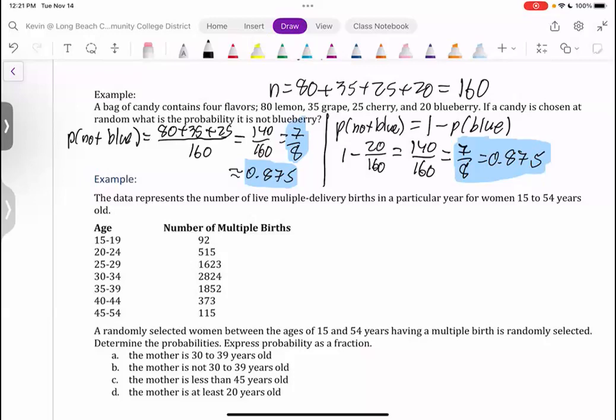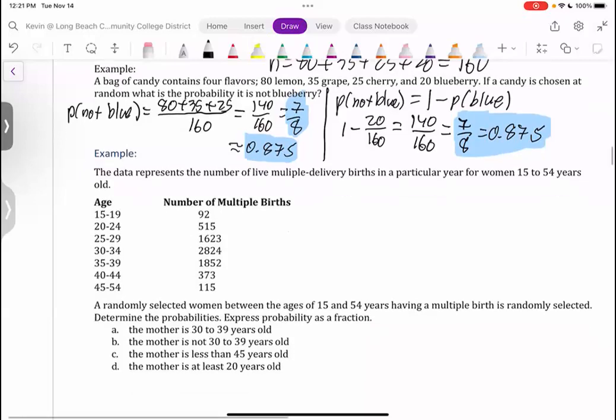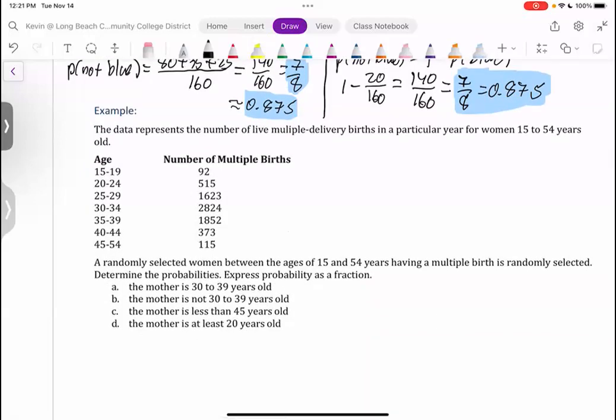Okay, our next example. The data represents the live multiple delivery births, particularly for women between the ages of 15 and 54 years. I like this because we can clearly see the vast majority are in the middle here. And we all know people that have had children. They tend to be between the ages of 20 to 40. Typically, we all know some that were younger and some that are older than that, but this is the typical.